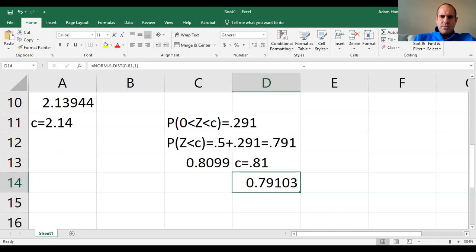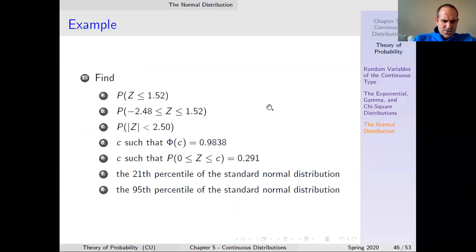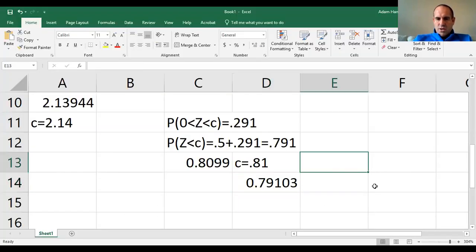Let's have a look at some of these other exercises. I want the 21st percentile of the standard normal. What does that mean? That means I want a value such that 21% is to the left of it. And the 95th percentile. So the 21st percentile and the 95th percentile.